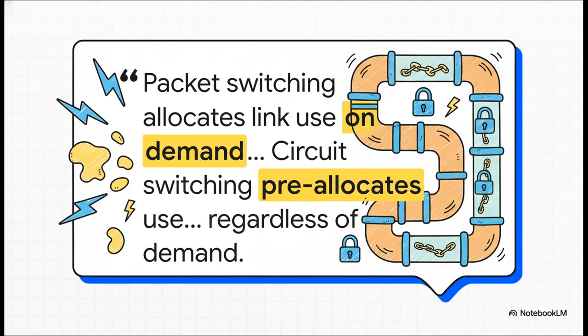There's this quote that just sums it up perfectly. Packet switching allocates link use on demand. Circuit switching pre-allocates use regardless of demand. It really is that simple but profound difference between a system that serves you when you need it and one that makes you hold a spot just in case.